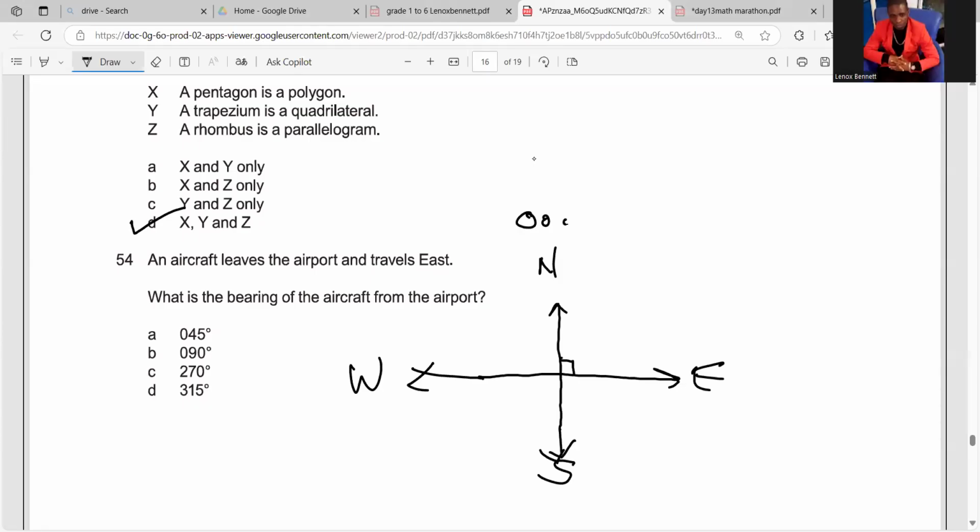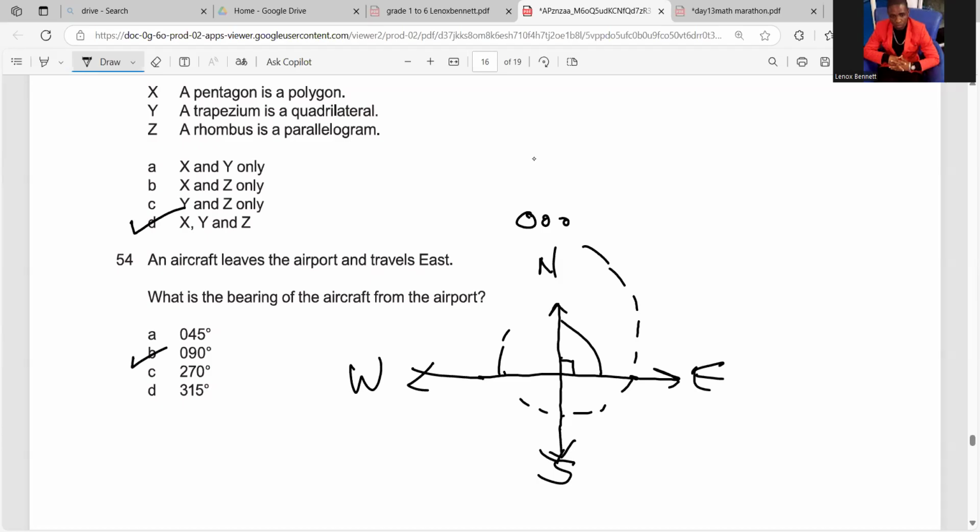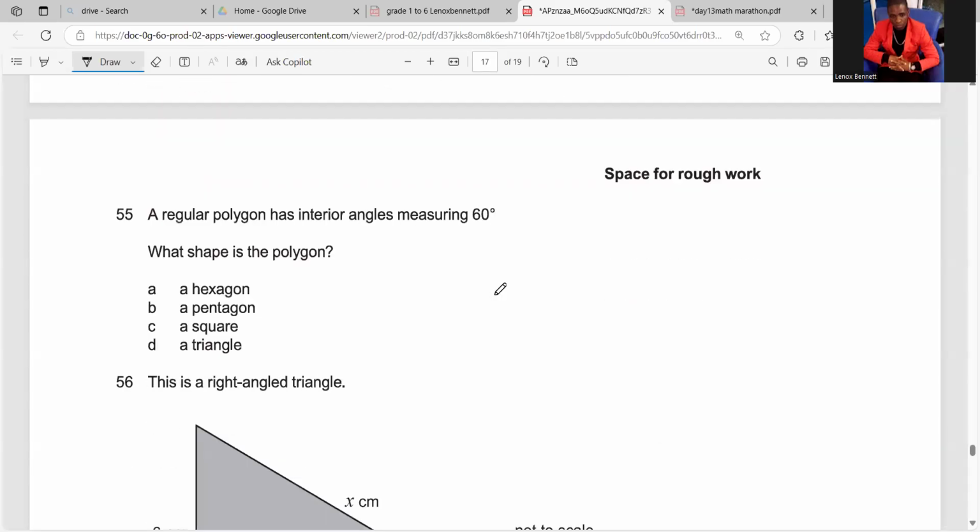Yeah. So what happened, guys? Bearings run in a clockwise direction. We know the clock goes clock, clock, clock: 1, 2, 3, 4, 6, 7, 8, 9, 10, 11. Right? It is a clockwise direction. So it's measured from the north line in a clockwise direction. You're going to do that in CXC as well. So as Rajay said, from here to here, it would have been 90 degrees. So it's actually 90. Good job. Right, let's move on to the next one, which is 55.